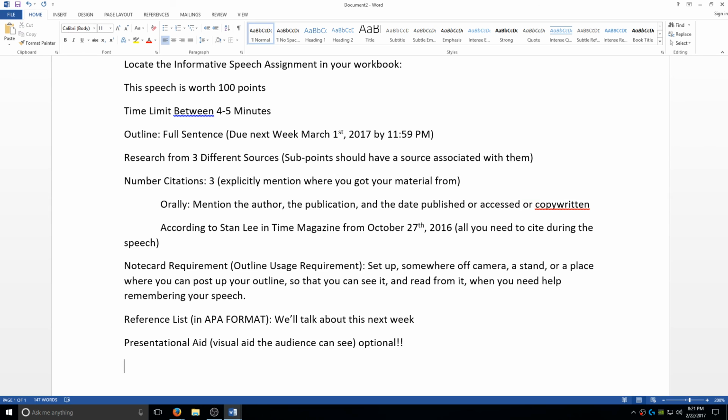And then it says Safe Assign submission. This is a relic from when we used Safe Assign. But basically it means turn all the written components into Blackboard. I'm not going to make those available just yet. I'm not going to post that up for you until we get closer to the actual deadline of the speeches.